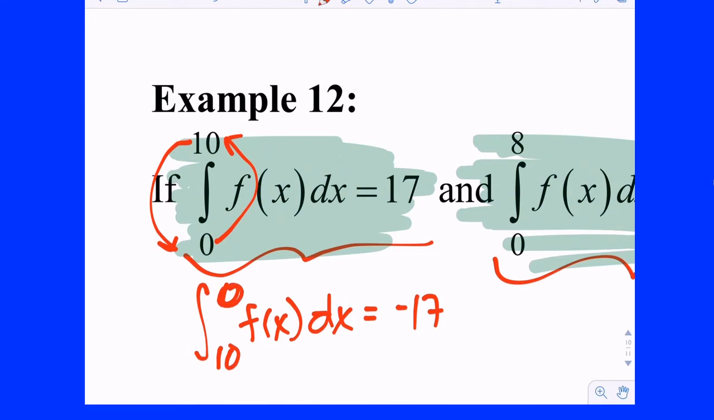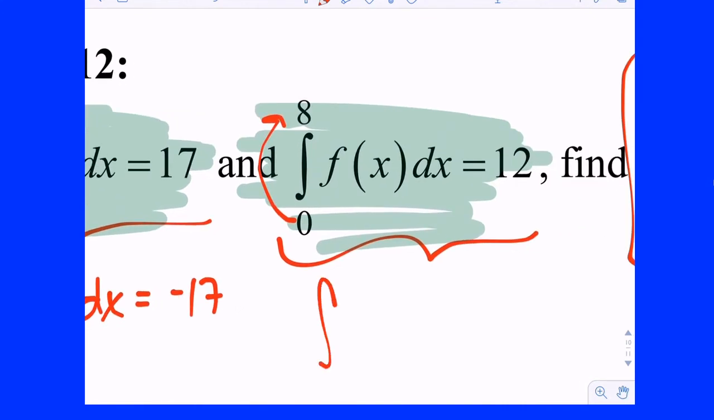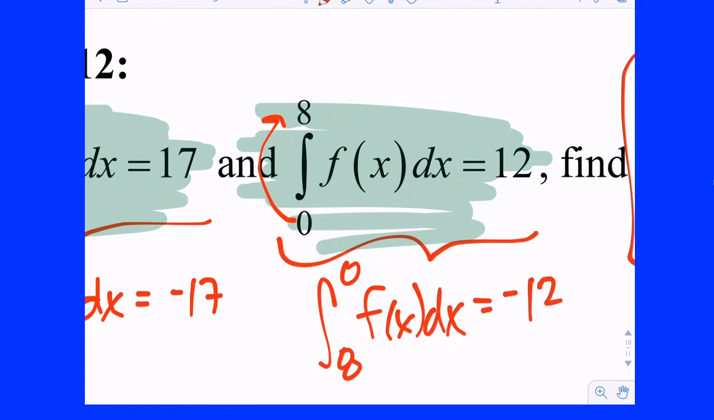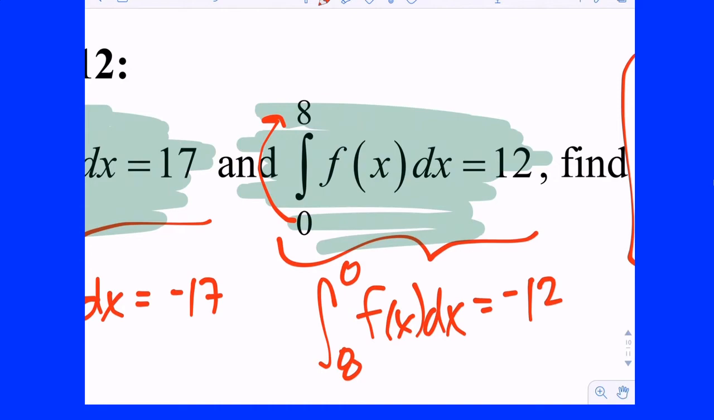So think of it as a two-way flight. Same thing here. You can fly from 0 to 8 and get positive 12, or you could fly from 8 to 0 if you needed to, and it would give you negative 12, the opposite. And you don't even have to write those down. You could just think about it. It's a two-way flight. Just change the sign if you have to fly the other way.